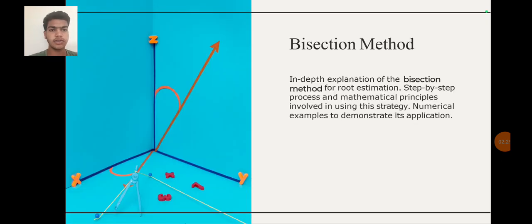Bisection method. An in-depth explanation of the bisection method for root estimation. So we'll now find out how to do the bisection method. The step-by-step process and mathematical principles involved in using this strategy, with numerical examples to demonstrate its application. Bisection is bisecting an angle into two different parts or three different parts, based on the example or the requirements we need. So this is nothing but the bisection method, which is a very useful method.